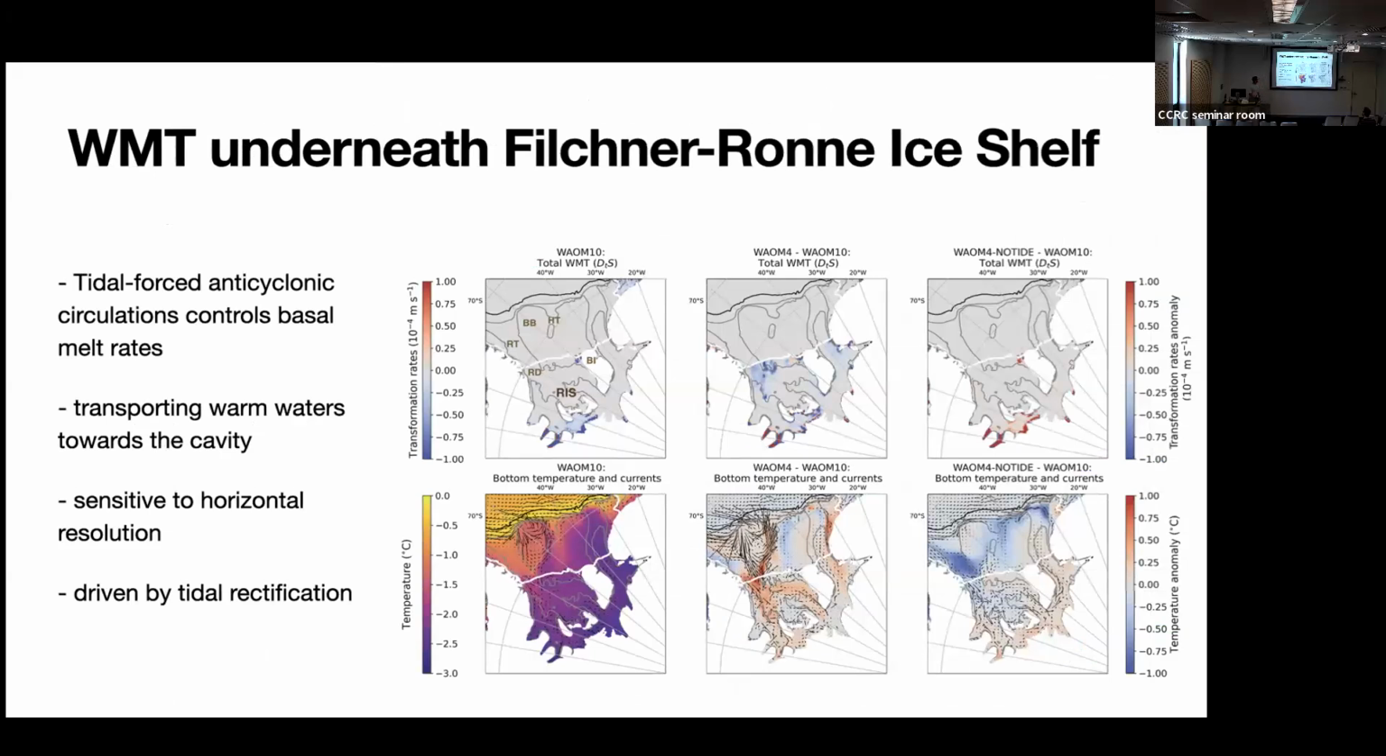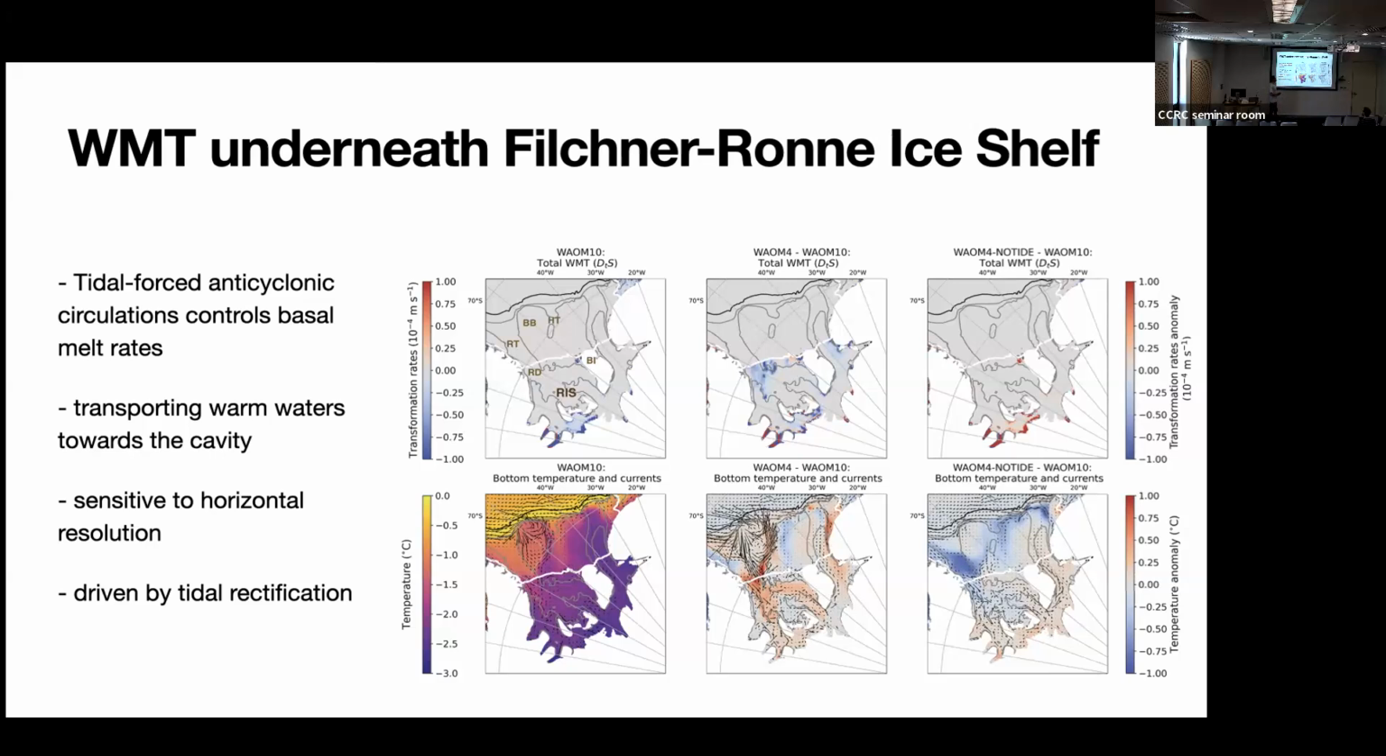So now moving to a more detailed look into these regions. First, looking at the Filchner-Ronne ice shelf. On top here, we have the transformation rates, absolute, for the 10 kilometers. So everywhere below is negative, water is becoming lighter. And this is the difference between the 4-kilometer no tides minus the 10 kilometer. And in the bottom here, you have the bottom temperature and currents.